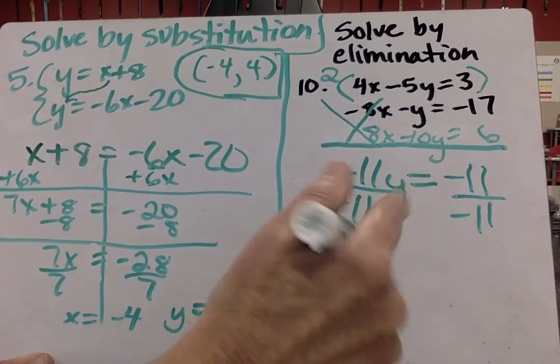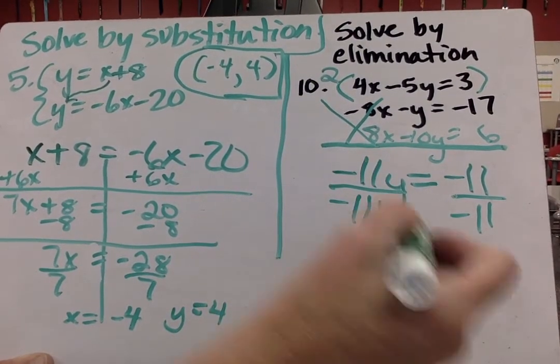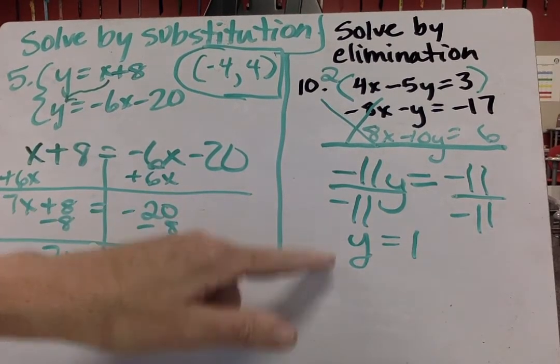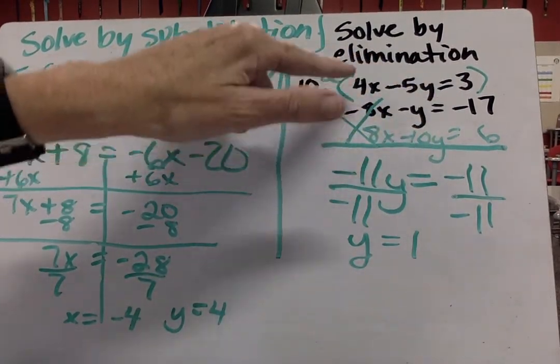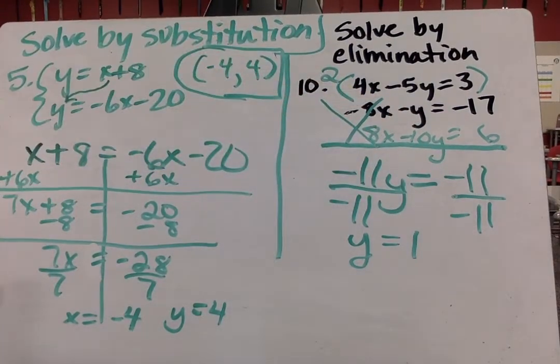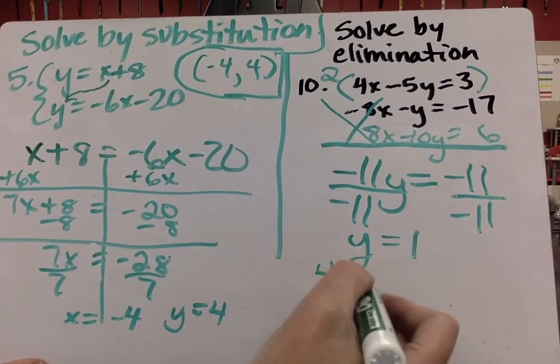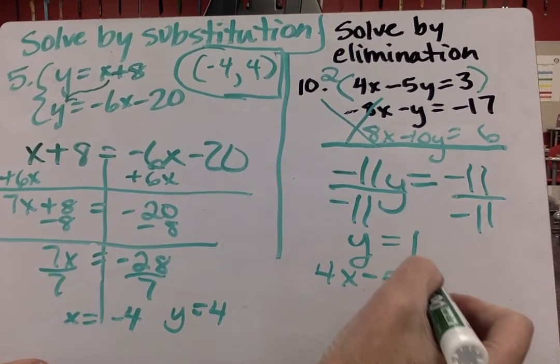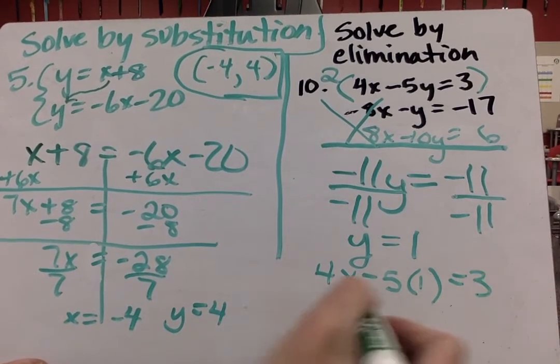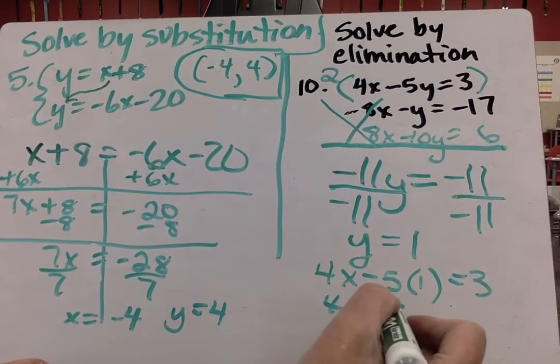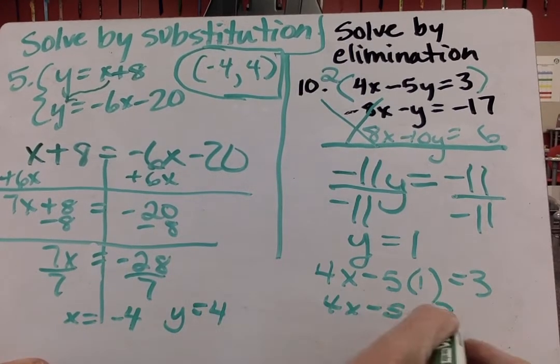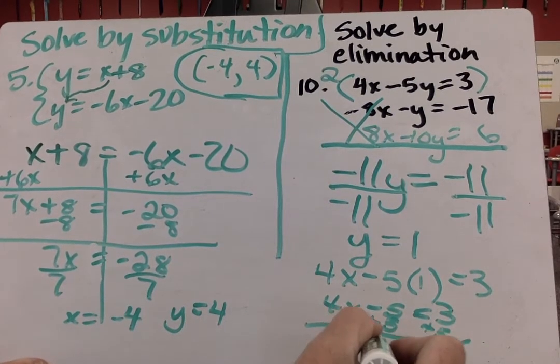Okay, so it's negative 11 times y equals negative 11. I divided by negative 11 on both sides, so y equals 1. Next, I'm going to substitute that back into this equation up here. It could be either equation, but since that's kind of messy, I'll just use that one. So I'll say 4x minus 5, and I'm going to put in 1 for y, equals 3. So 4x minus 5 equals 3. Add 5 to both sides. 4x equals 8. Divide by 4. And x equals 2.